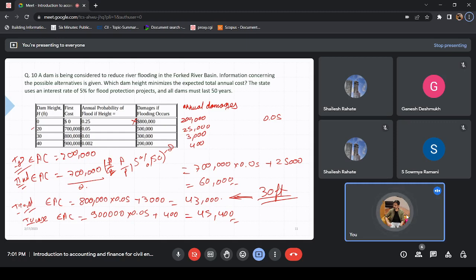Any question till here, or any question related to assignments, anything? The topics we are covering are replacement analysis and risk analysis. So, any questions related to these topics or the previous ones that have been already covered?